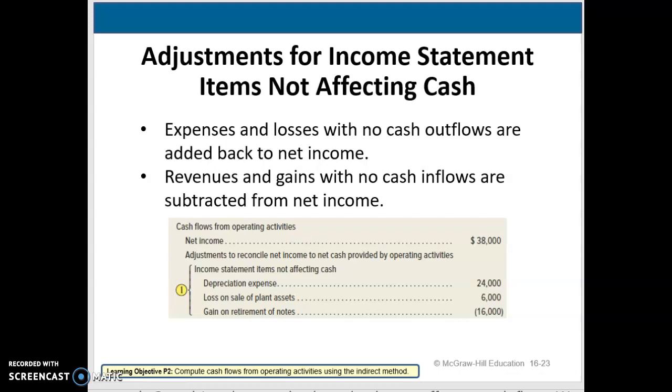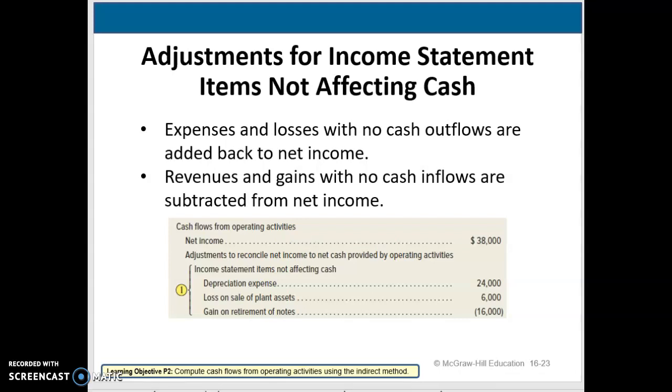The other one is the loss on the sale of plant assets. Genesis reported a $6,000 loss on the sale of plant assets as part of their net income. This loss is a proper deduction from income, but it's not part of our operating activities. Instead, the sale of a plant asset is part of investing activities. So the $6,000 non-operating loss is added back to net income. Adding it back cancels out that loss.